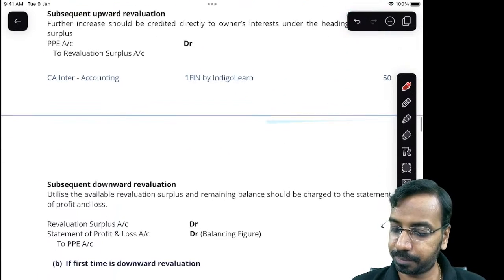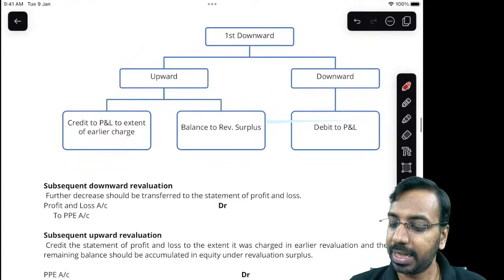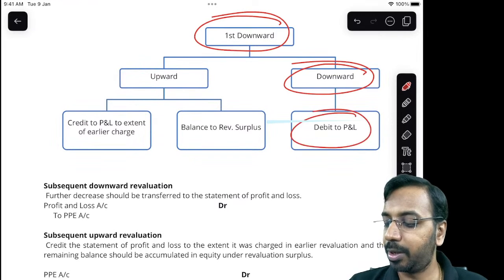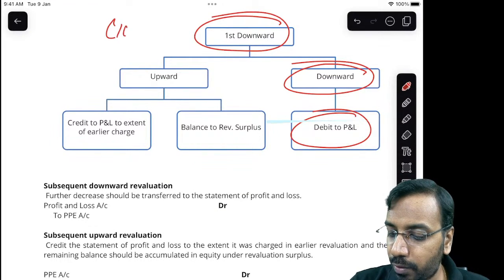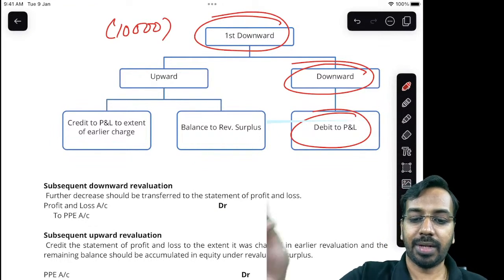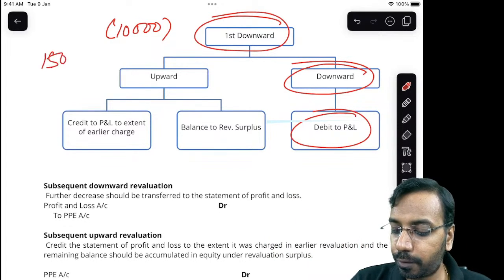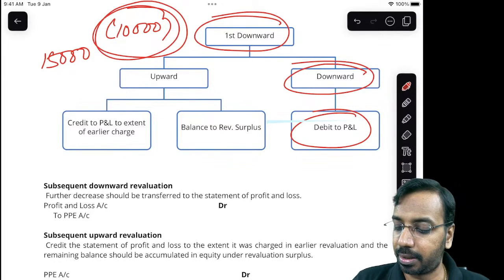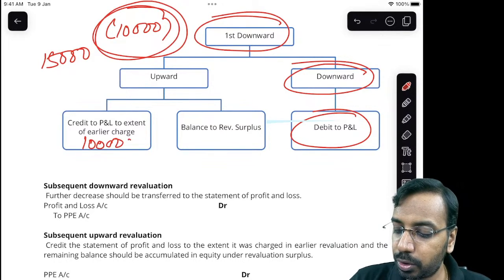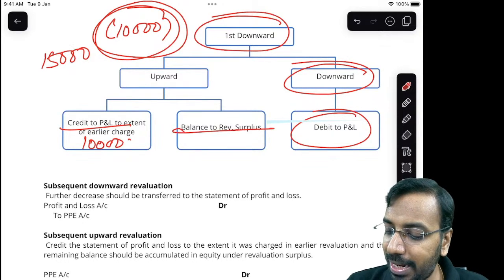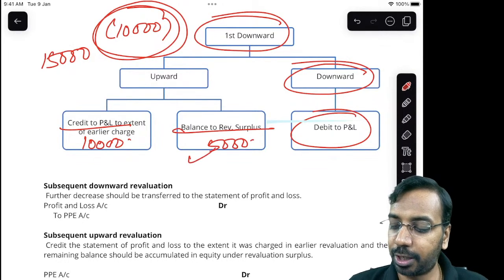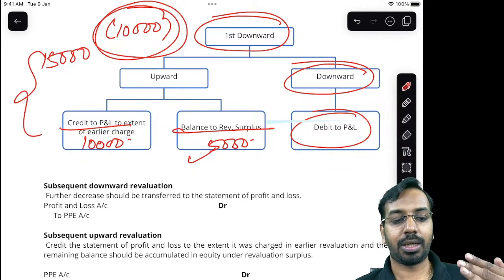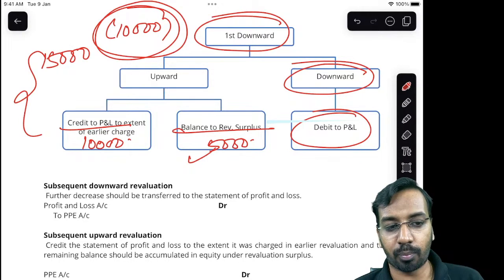Right? Then, if the first time it is downward and subsequently it is downward, debit to P&L, no problem. But if the first time it is downward, let us say 10,000 downward, we debited it to P&L. Now we have to do a 15,000 upward. Then whatever you have charged to P&L earlier, 10,000, you will credit to P&L, and the balance 5,000 I will take to revaluation surplus. So this is how we do the accounting for revaluation, either upward or downward.